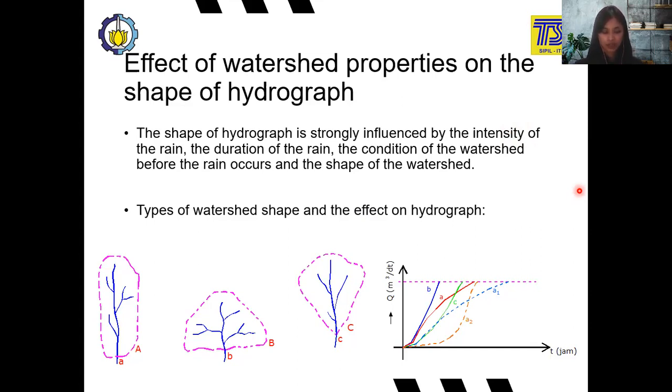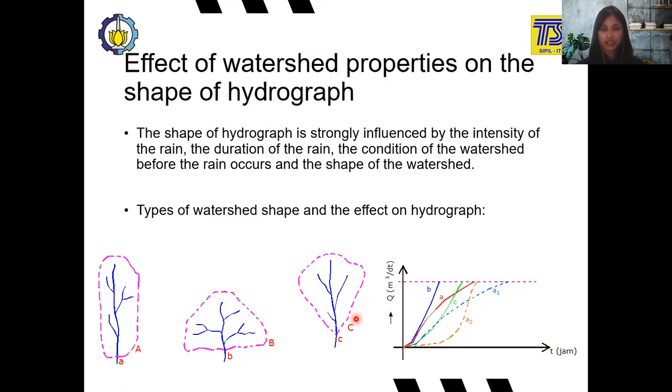It is also influenced by the shape of the watershed. Here I have an example of different shapes of watershed and their effect on the hydrograph. You can see on the left side are the different watershed shapes. The first one is the long shape, and then a little bit triangular, and then the third one is a little bit round, I guess, an ellipse here. And for the hydrograph, we got different trends of hydrograph. As you can see, we have the A, B, C here.